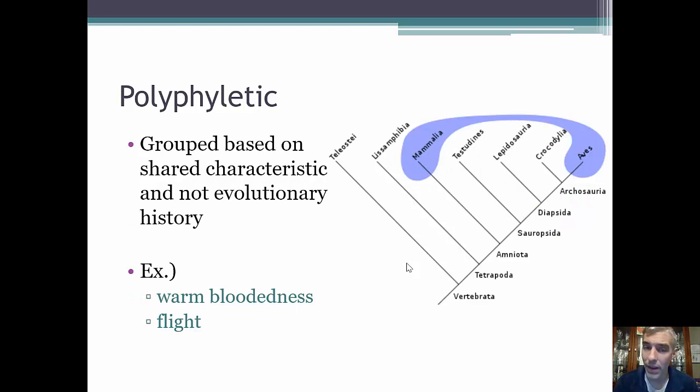And then there's polyphyletic. That is not based at all on evolutionary relationships. That has to do with some shared characteristics, like mammals and birds are both warm-blooded. They evolved those traits independently as an example of convergent evolution, but their common ancestor back here was cold-blooded. So it evolved separately in two separate lineages. So again, it's based on a characteristic that is not based on evolutionary relatedness.